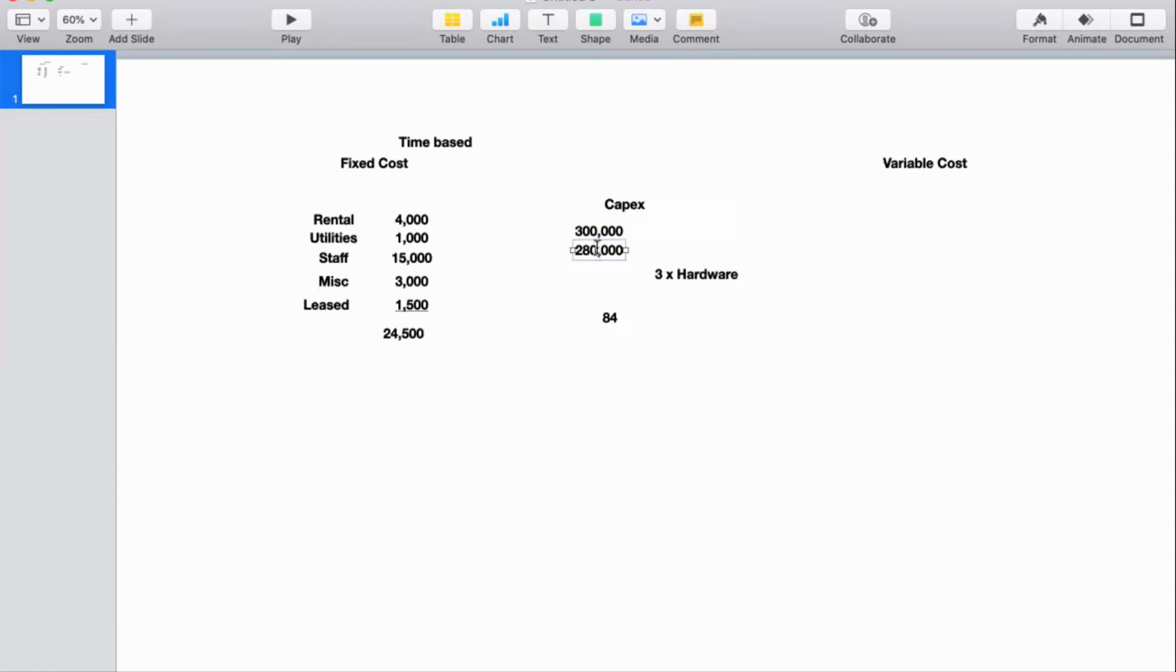So how much is my capex here? It's 580,000. So I have 580,000 divided by 84. How much is that? This is also per month. 580 divided by 84? 6,905. So what is my actual cost? 24,500 plus 6,905, so about 31,500. Okay, I've drawn it up already, right?